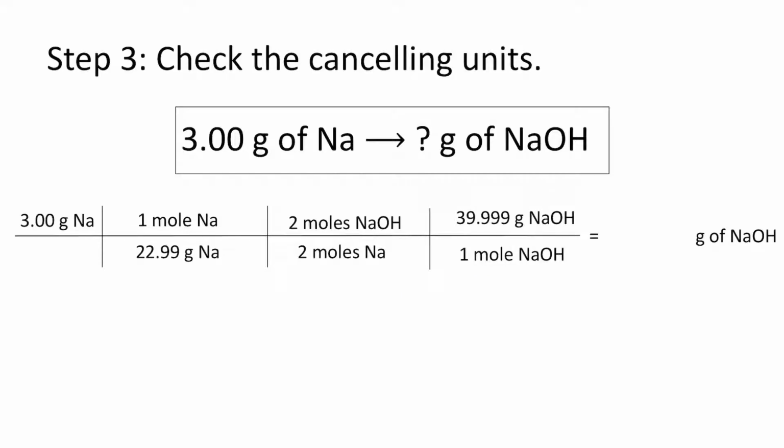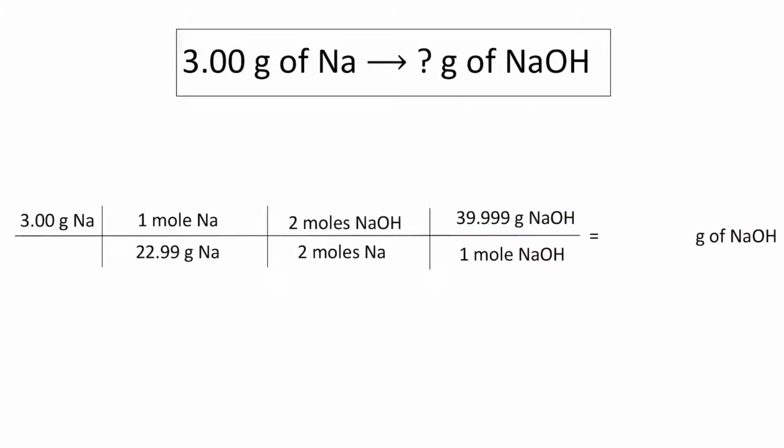Now the last step is to check the cancelling unit. Grams of sodium will be cancelled out. Moles of sodium is also cancelled out. Moles of sodium hydroxide is also cancelled out. So on the left side of the equation, we are left with grams of sodium hydroxide, and that is also our desired unit. Now we need to put all of the numbers in the calculator and find the answer for this unit conversion step.